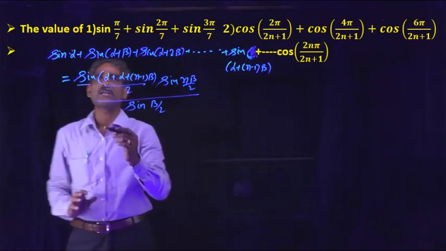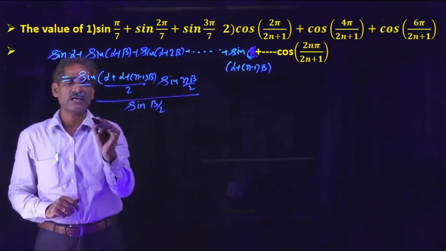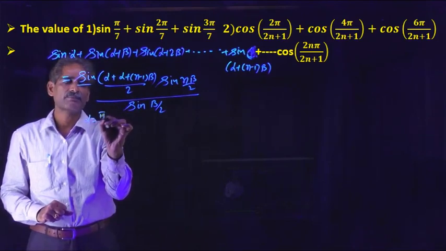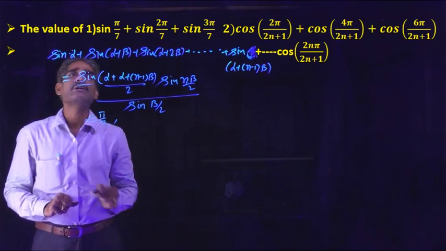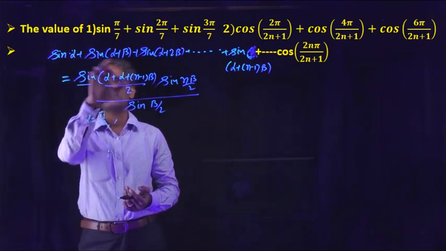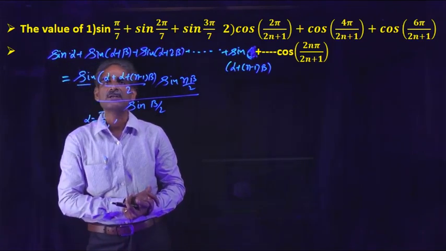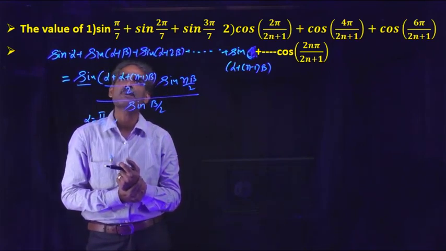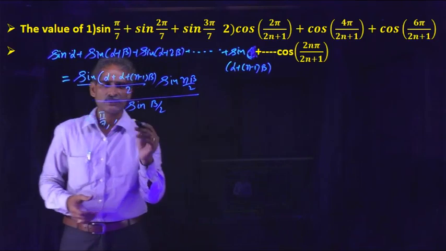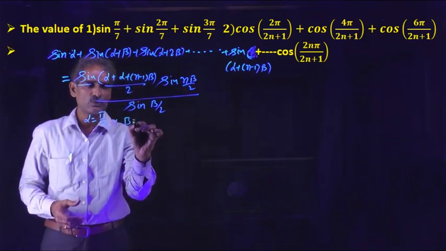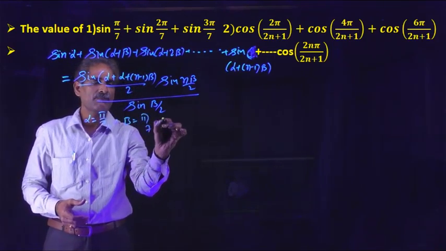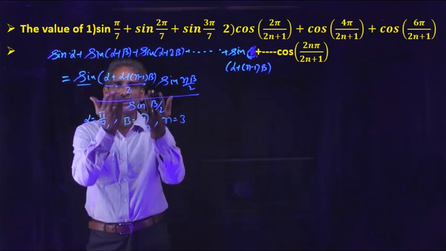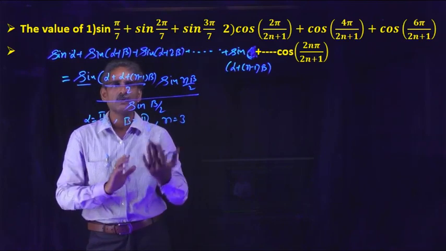Okay, so now here observe that the first angle alpha is pi by 7 and beta is the common difference. The common difference of these two angles is beta. Here the common difference is 2 pi by 7 minus pi by 7, that is also pi by 7. So here beta is equal to pi by 7. So here the number of terms n is equal to 3. Just simply substitute these three values in the above formula, you will get the answer.